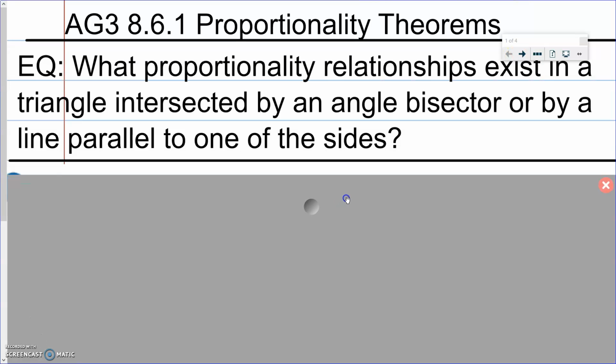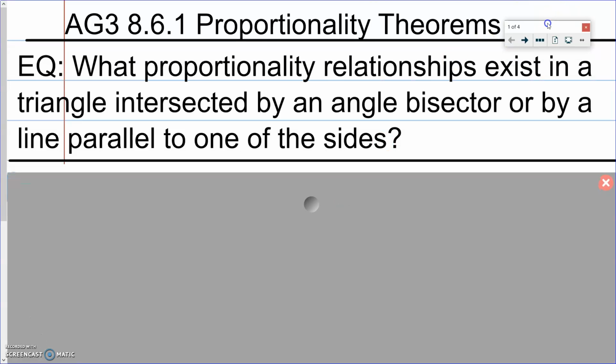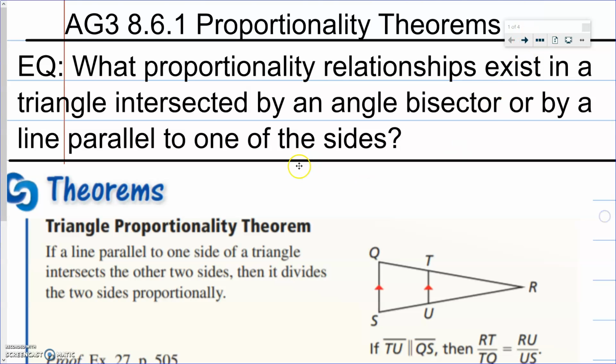So our essential question has a lot of math terms in it. What proportionality relationships exist in a triangle intersected by an angle bisector or by a line parallel to one of the sides? So we'll start off with the first theorem.